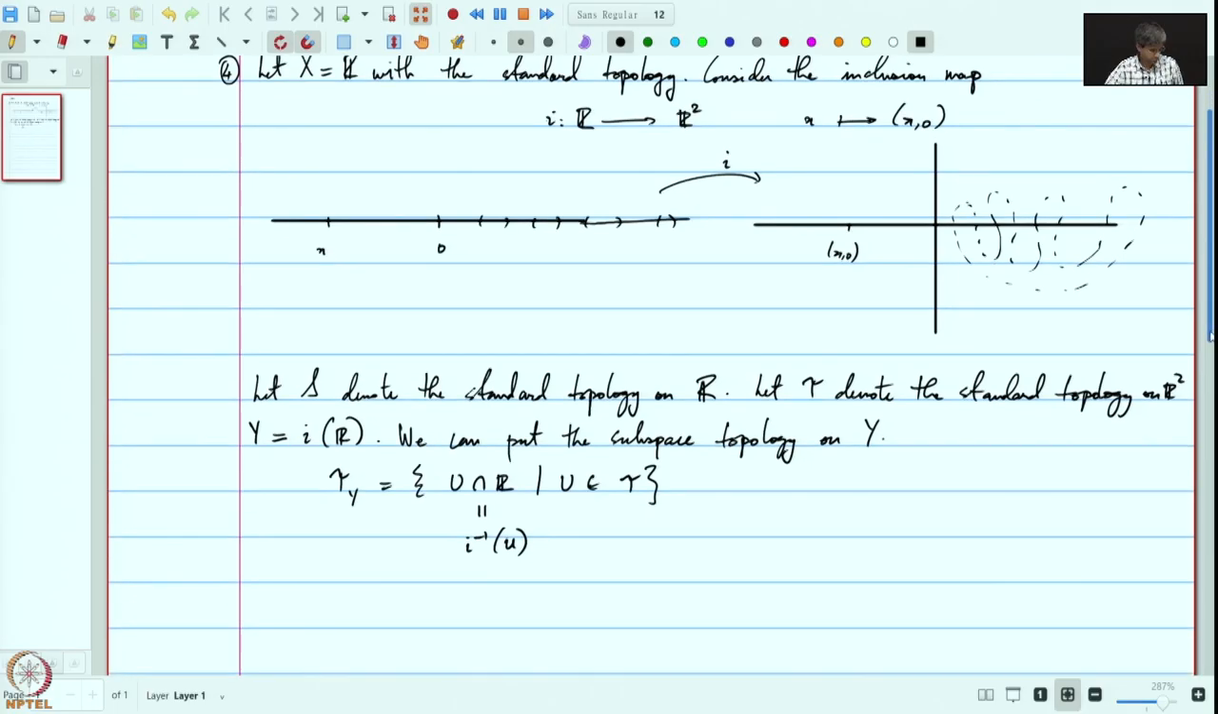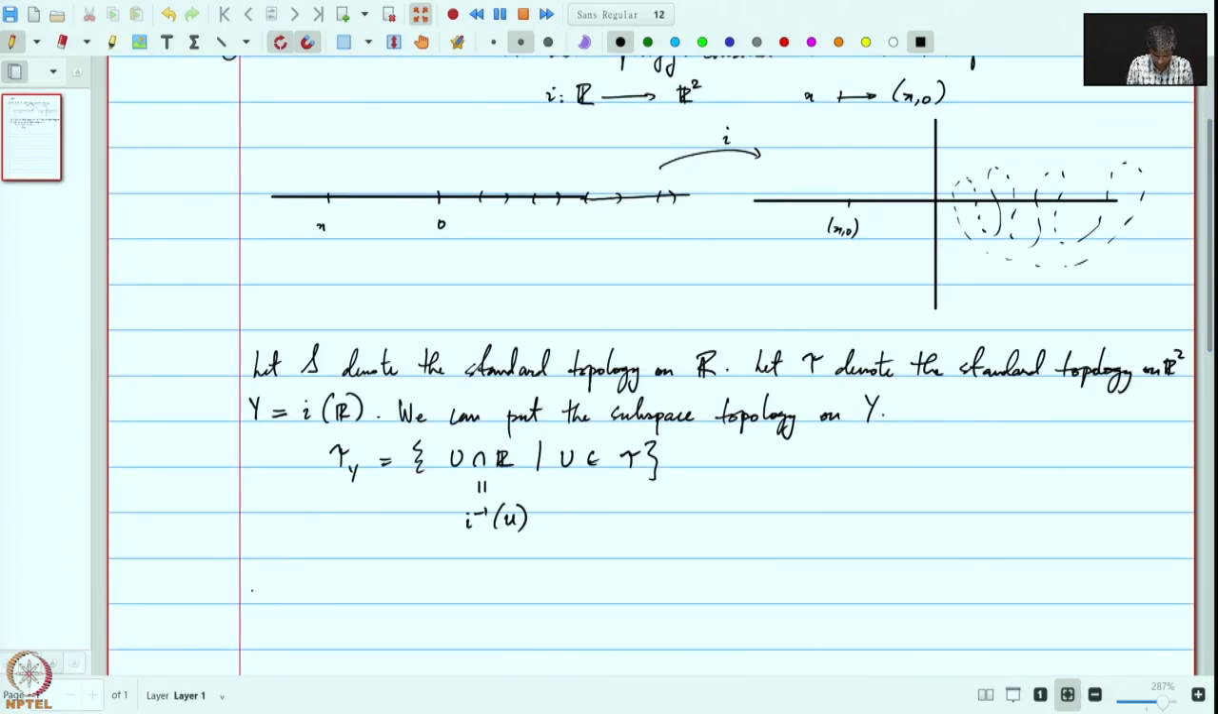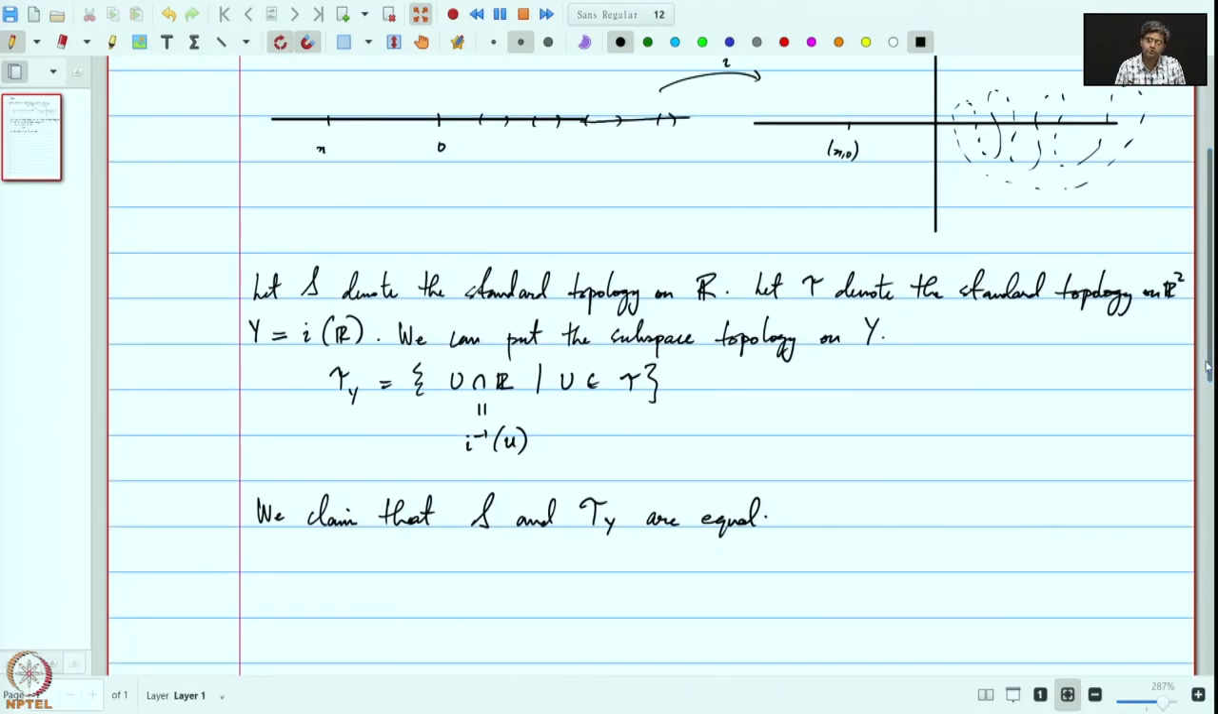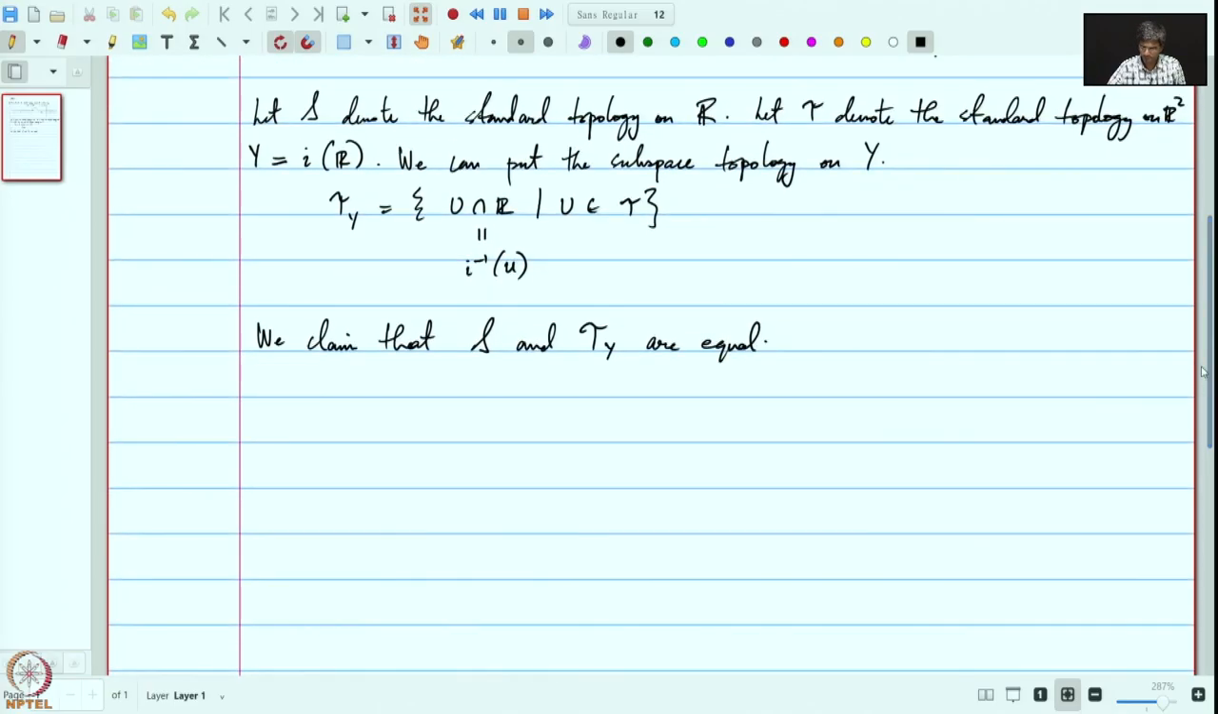Okay, so we claim that S and this tau sub Y are equal. So these are the same topologies on the real line. So let us prove this. Instead of proving this directly, we will prove two lemmas which will be helpful, and they will be helpful in other contexts as well.